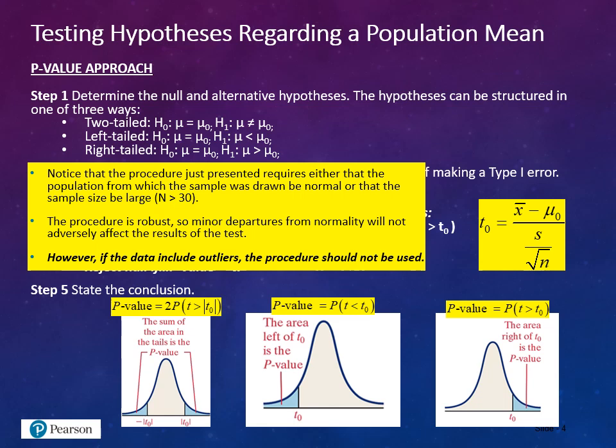So when you are evaluating the population parameters, and you look at box plots, etc., if there are any outliers, we should not use these methods.